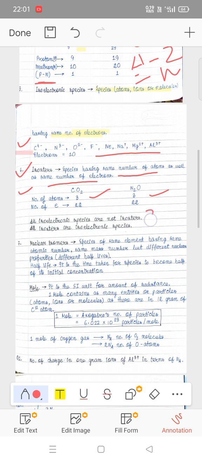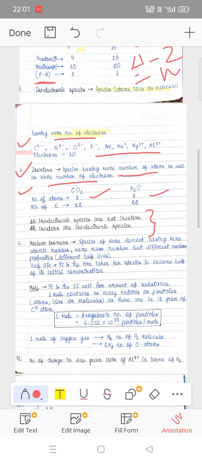Now these two sentences are very important. All isoelectronic species are not isostars. You have to think about the conditions. In case of isoelectronic species, the condition is the same number of electrons, and in case of isostars, it should be the same number of atoms as well as the same number of electrons. But for isoelectronic species, the condition is not that it should have the same number of atoms. So this sentence, all isoelectronic species are not isostars, is correct.